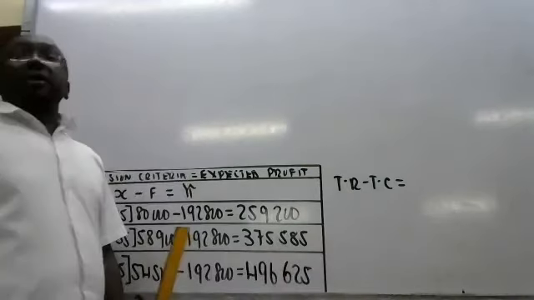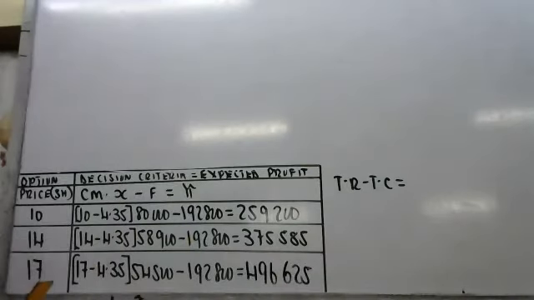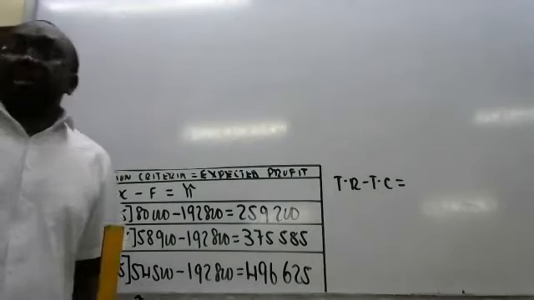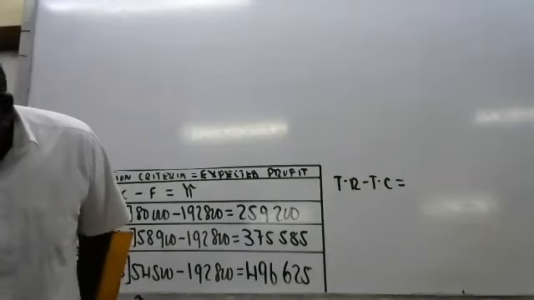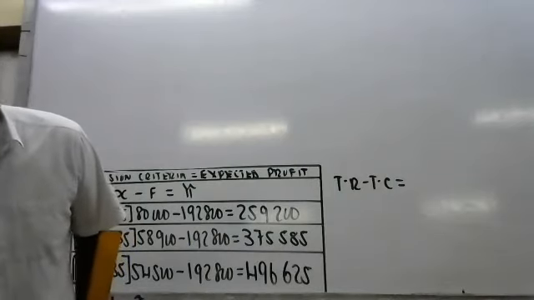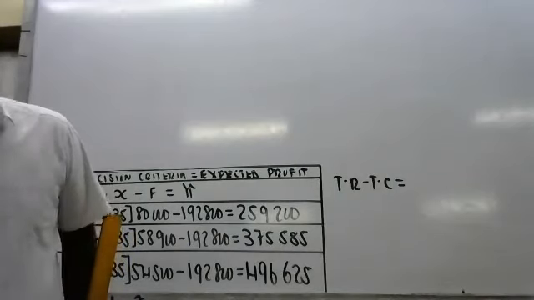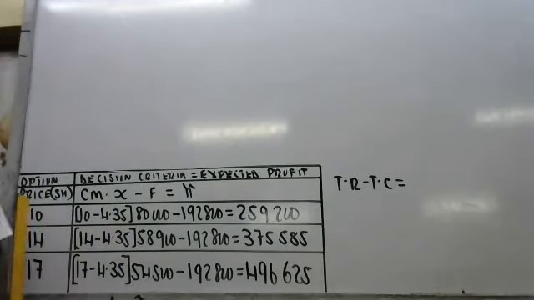That's about 1,496,625. So obviously you go for the highest. So the advice is that they should charge 17 shillings per unit. So I recommend the price, the advice is that the selling price should be set at 17.